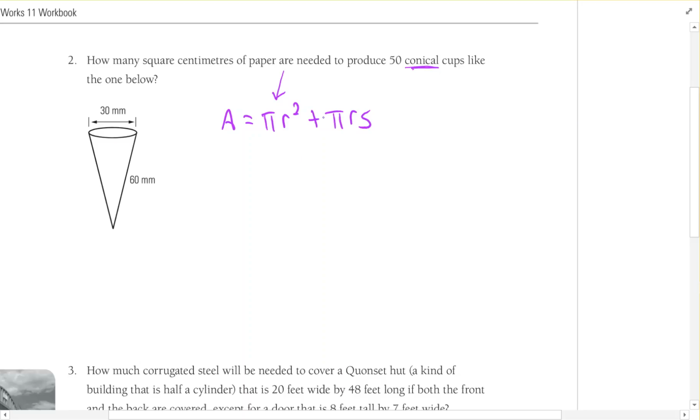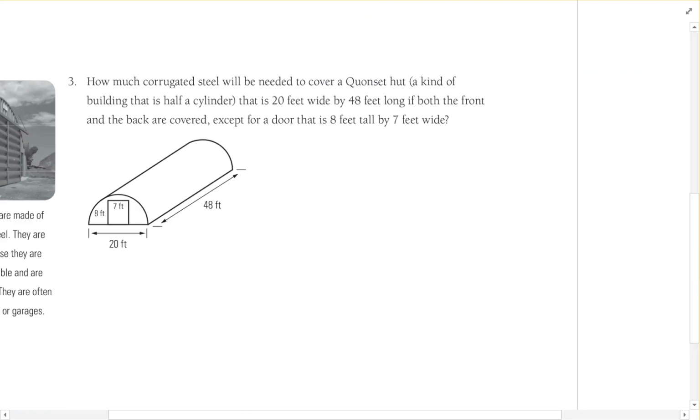And then the next thing I want you not to forget is this: how much paper is needed to produce 50 conical cups? So that's step number 2. Once you figure this out, don't forget about the 50 conical cups part. All right, so go ahead and answer number 2 now. Number 3.